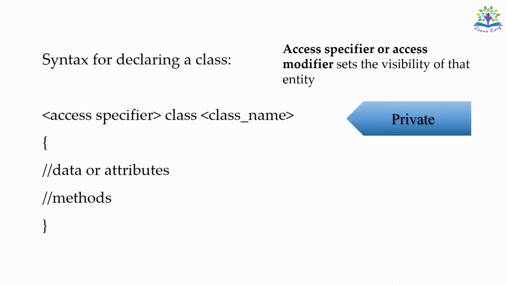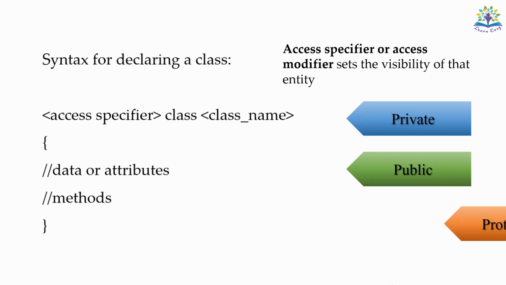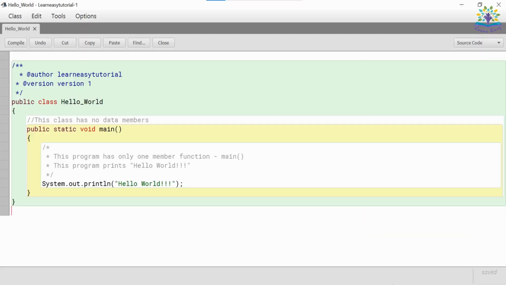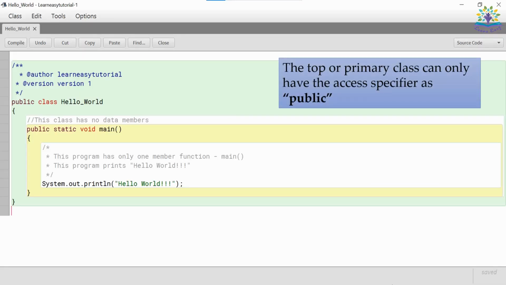An entity which is declared as private can be accessed only within the class. An entity which is public can be accessed from anywhere. An entity which is declared as protected has the same accessibility as that of private. That is, they can be accessed only within the class, but in addition to that, they can be accessed by a subclass. The top or primary class can only have the access specifier as public to make it accessible to JVM to execute it.